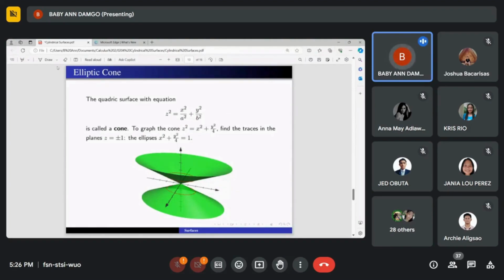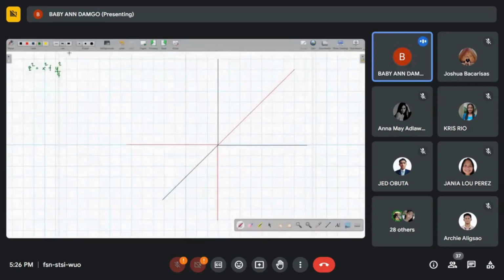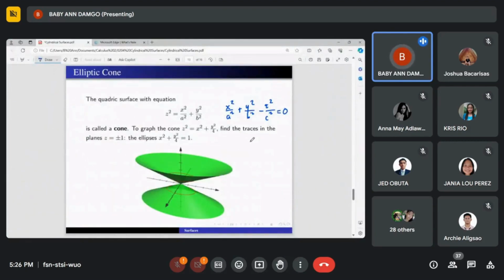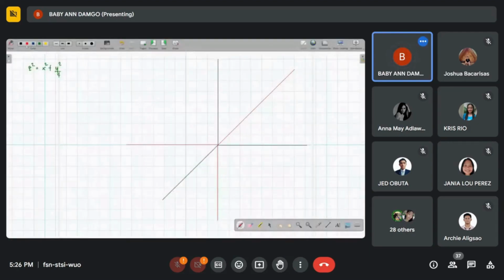So, pwede na siya kani nga form, x squared over a squared plus y squared over b squared minus z squared over c squared, pwede rin siya nga equals 0. Okay, so mao na yung difference. So, i-familiarize ra ninyo ang difference para makaibaw mo kung ang ako na problema is unsaon siya pag-graph. Okay? So, now, we have z squared equals x squared plus y squared over 4.